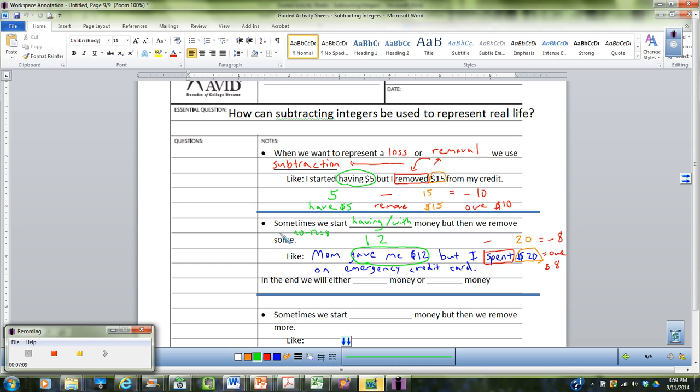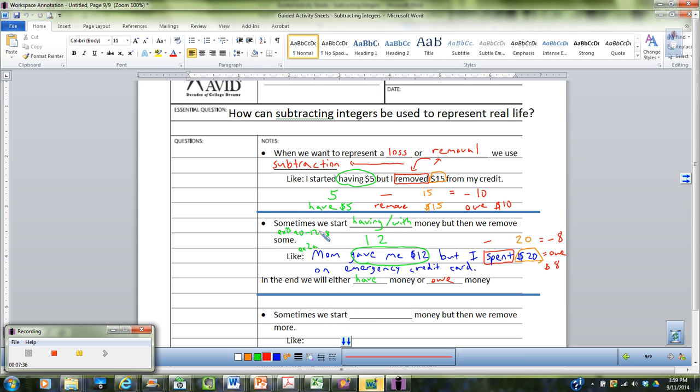So in this, it's like an alternative example here. Let's call it example 2B, and this will be example 2A. So in this case, if I have money and I remove some, in the end of this story, we will either have money left over or you will owe money, and it just all depends. If you spend more than what you have, you're going to owe money on that card. But if you spend less than what you have, you'll have money left over.